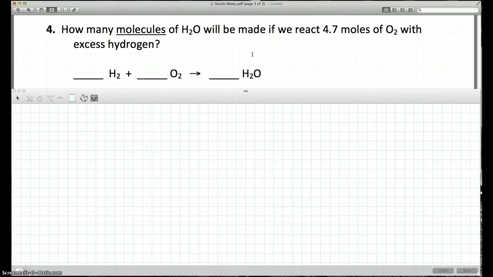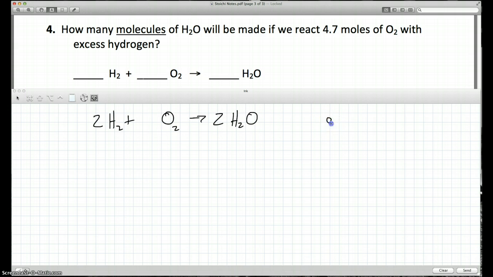How many molecules of H2O can be made if we react 4.7 moles of O2 with excess hydrogen? So I'll balance the equation, then I'll set up the map, and maybe I'll do this one completely. Let's see here. We've got H2 plus O2. I'm going to put a 2 in front of that, which means I want to put a 2 in front of that. 4 H's, 4 H's, 2 O's, 2 O's. Okay, so that's our balanced equation.